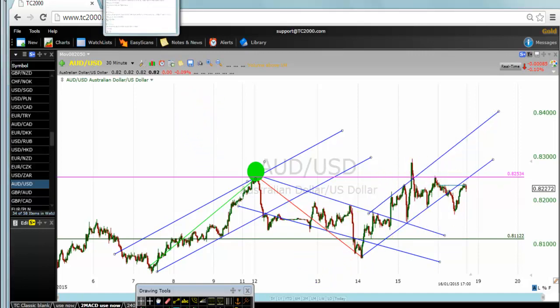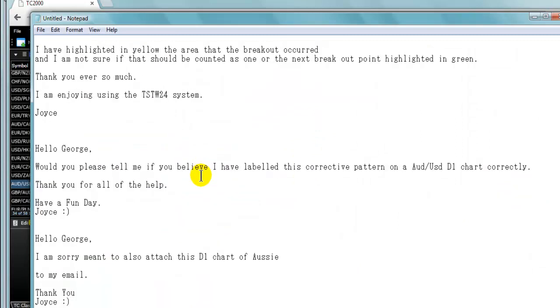By the way, let's look at the email. Beautiful email the trader was sending me. I'm sorry, meant to also attach this D1 chart. So she sent me one first email, and she's sending me another email putting the D1 chart. So the next email: would you please tell me if you believe I have labeled this correction pattern on the Australian dollar D1 chart correctly. Thank you for your help. Have a fun day.